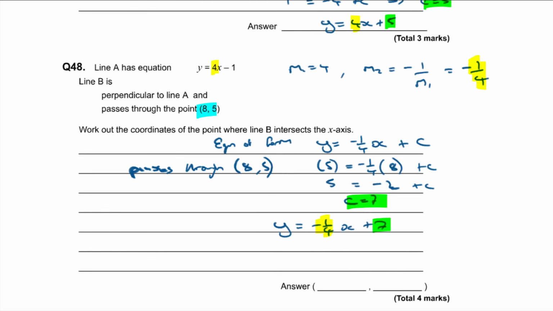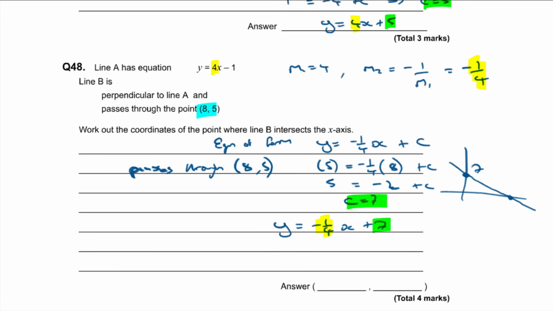Now, not done yet. Work out the coordinates of the point where B intersects the x-axis. So now this is an equation with a negative fractional gradient, so it's kind of slowly sloping down like this. We know this point here is 7 because it's the y-intercept. We want to know where it passes through the x-axis. This is the point down here. It's called the x-intercept. Okay.